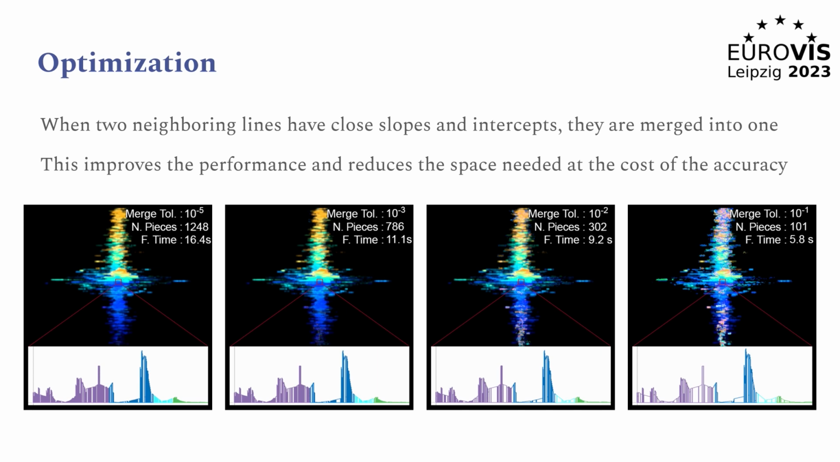Now, to optimize our method, we implemented a merging mechanism. When two neighboring lines have close slope and intercept, they are merged into one piece. This improves the performance and reduces the space needed to store the spectrum at the cost of accuracy. For instance, by increasing the tolerance, the number of pieces goes from more than 1,000 to 100 pieces, but the resulting image is more noisy. However, this is needed when there are so many emission lines that the renderer isn't able to store them all in the GPU anymore.